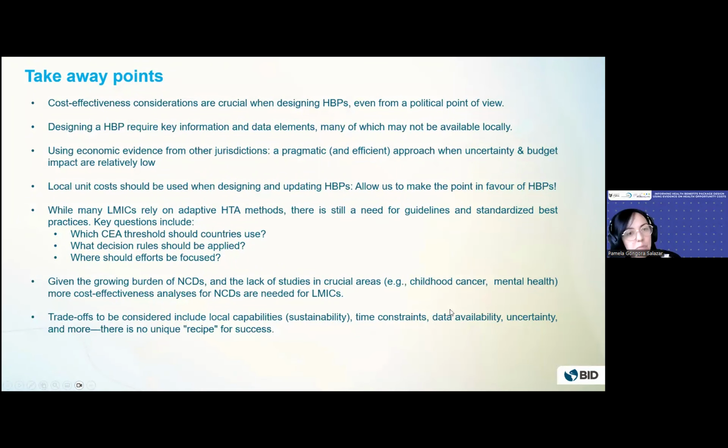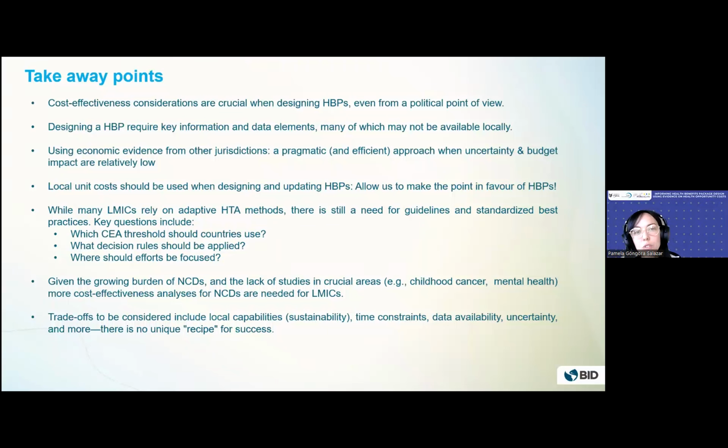So, some takeaway points to finalize. Cost effectiveness considerations are crucial when designing a health benefits package, potentially the most important one in low and middle income countries. And it could also be important not only from a methodological and opportunity cost point of view, but also from a political point of view. We noticed that when policymakers or decision makers grasp the concept, they were even defending the use of a health benefits package themselves and understanding why in the end we have to say no to some interventions.